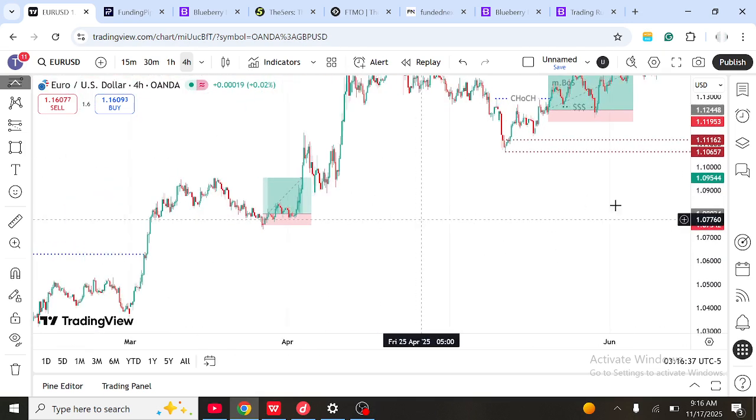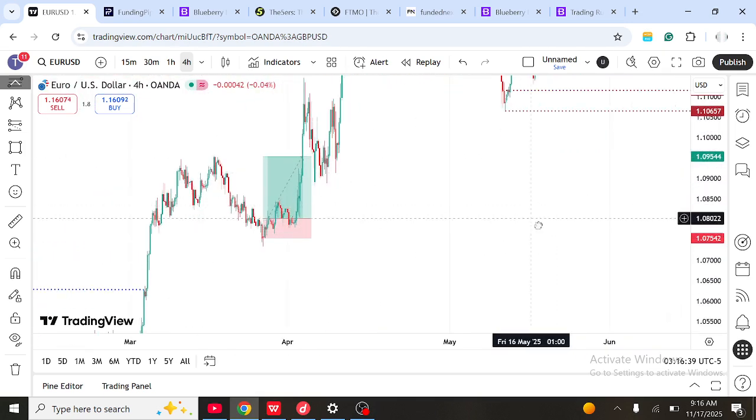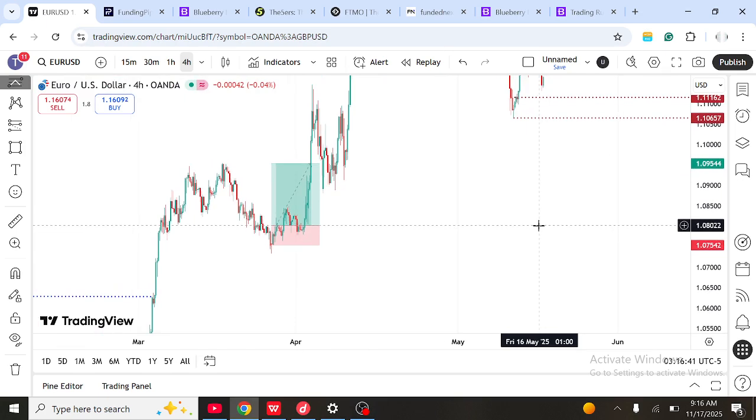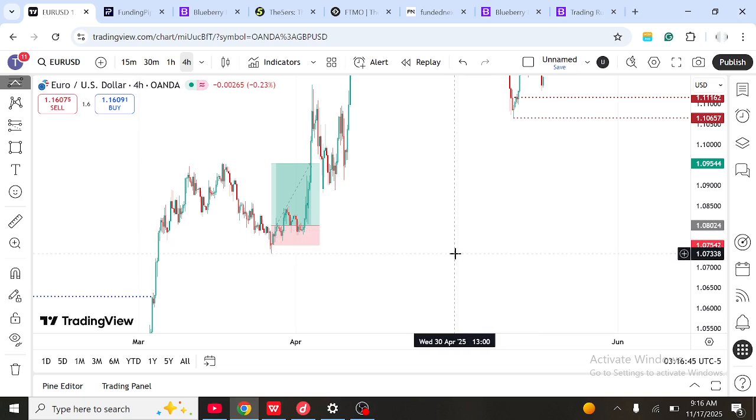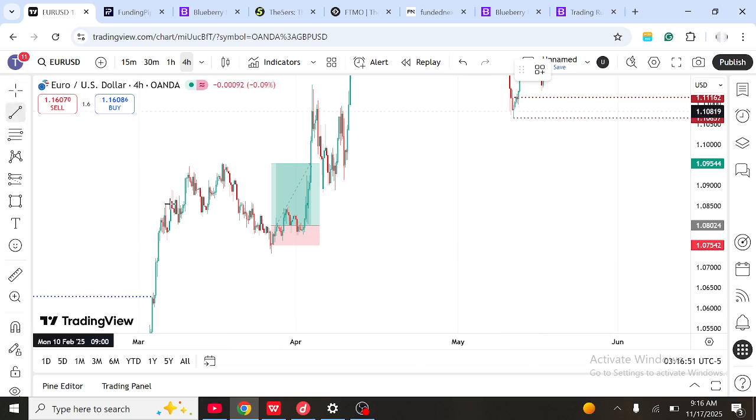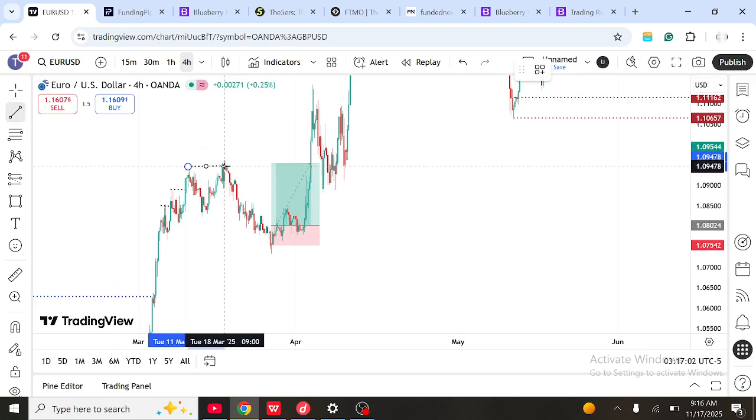If you have seen my previous videos, you must have seen that my entries are from the 15-minute time frame, but you can actually enter on the 4 hours time frame. So now we have a minor break of structure here. We have another minor break of structure here. We have another minor break of structure here.